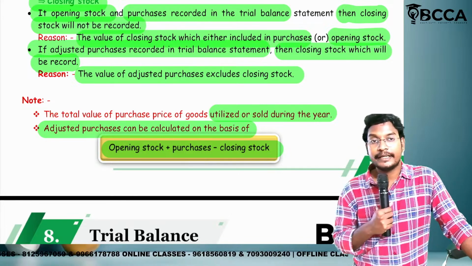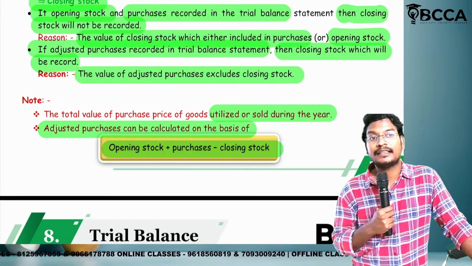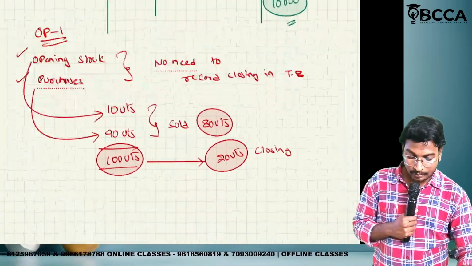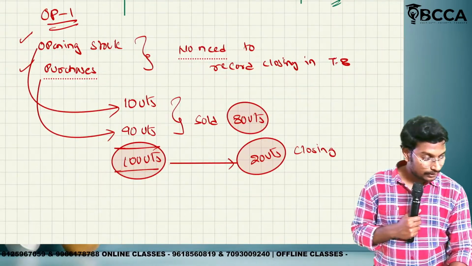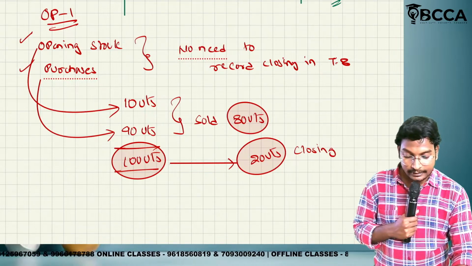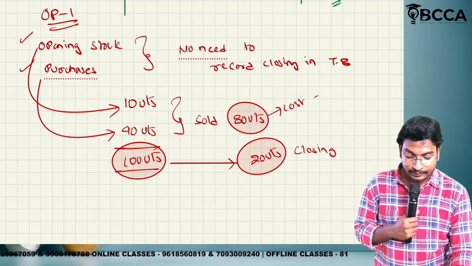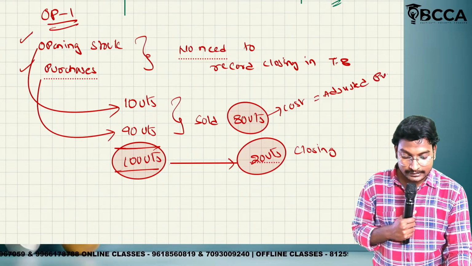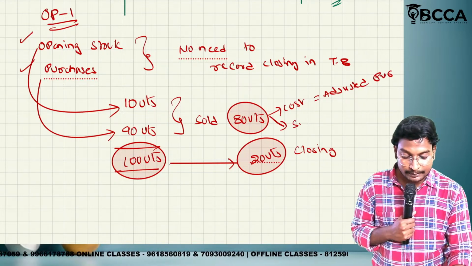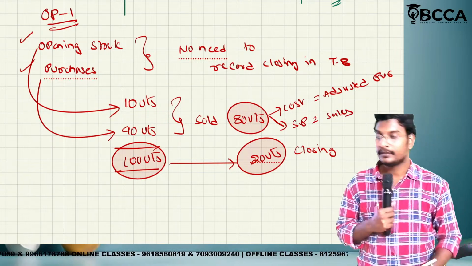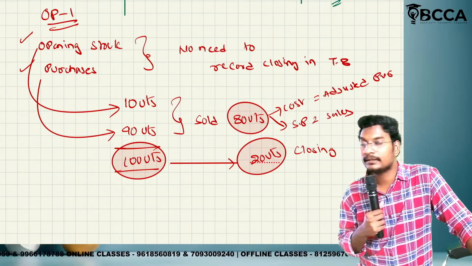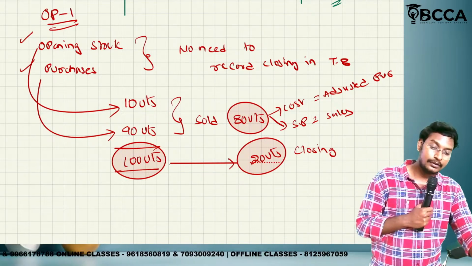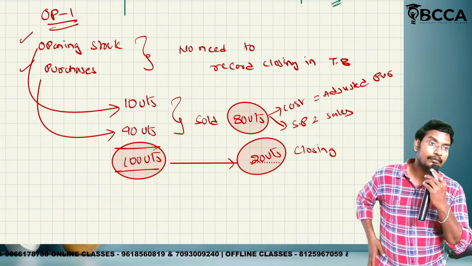Now, the selling price of those 80 units is nothing but sales. How many units have we sold here? We have sold 80 units. This 80 units cost is called adjusted purchase. Selling price means sales. Cost means adjusted purchase: opening stock plus purchase minus closing stock. This is how we have completed the closing stock adjustment.